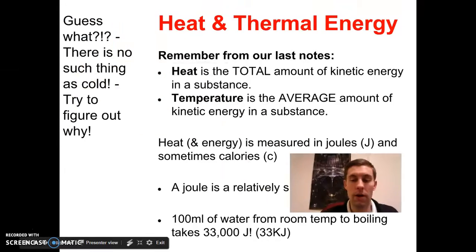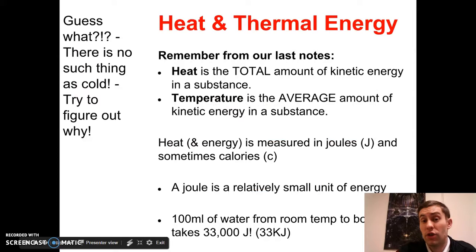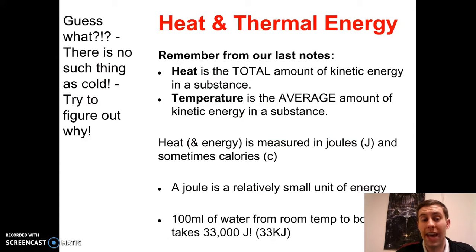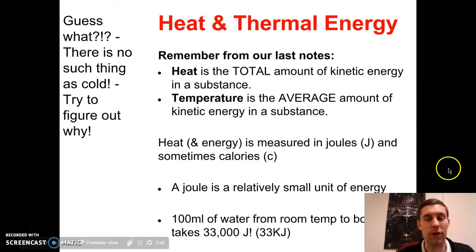And guess what? If you don't remember, there's no such thing as cold. We only have heat. Even though we talk about cold, it's a very common term, it's very handy for us, it's not a real thing.